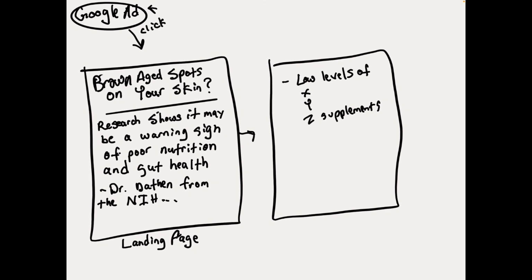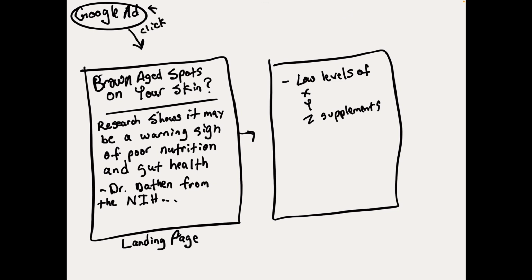PrimeBiome is supposed to help fight that. It's an anti-aging product. It fights unhealthy skin. All right, so I would tell them what's going on. Research shows it may be a warning sign of poor nutrition and gut health. Wow, such creative copywriting. Don't need to be. These people are going to be glued.